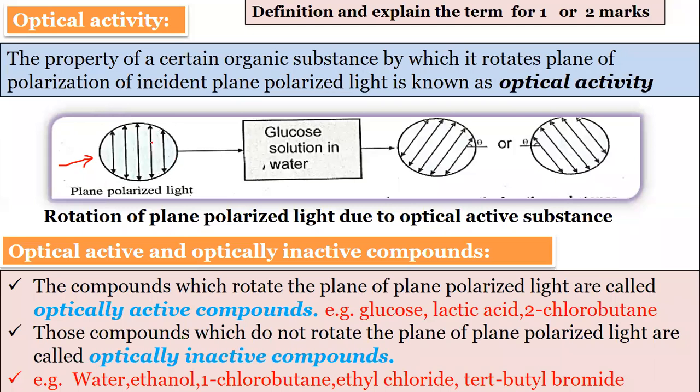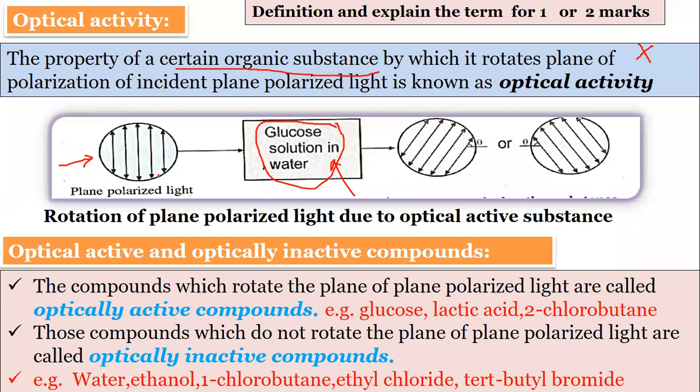This plane polarized light is passed through certain substances, and we don't know which substance is kept here. So see the definition: the property of certain organic substances by which they rotate the plane of polarization of incident plane polarized light is known as optical activity. This is a very difficult explanation. I will explain in simple language.